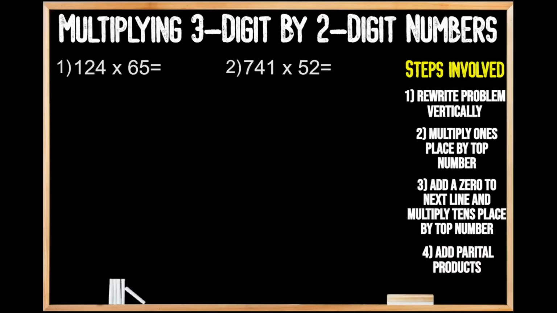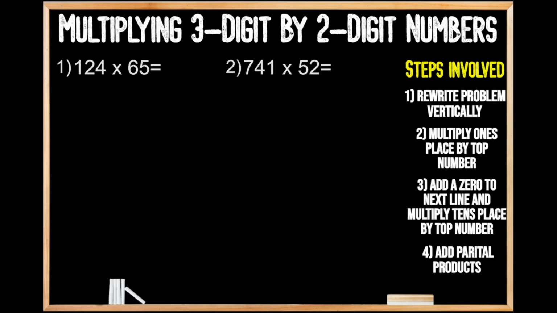Today we're going to be looking at how to multiply a 3-digit number by a 2-digit number. And by the end of this video, you'll know the steps involved when multiplying 3-digit numbers by 2-digit numbers. So let's get started. In question number 1, we're being asked to multiply 124 by 65.